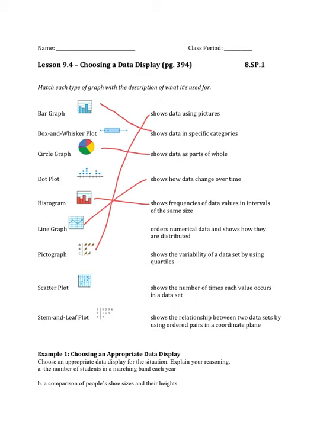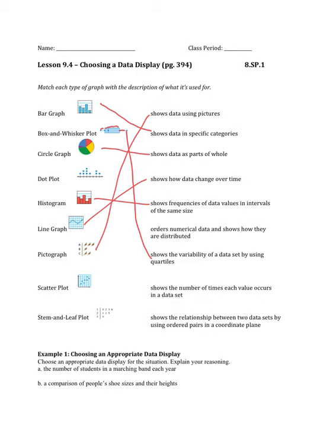All right, I'm thinking that's stem and leaf plot, but let's come back to that one. That one's not quite as obvious. All right, showing the variability of a data set using quartiles. That is a box and whisker plot, where we see the first quartile in the first whisker, the second and third quartile are the box, and then the fourth quartile is that second whisker.